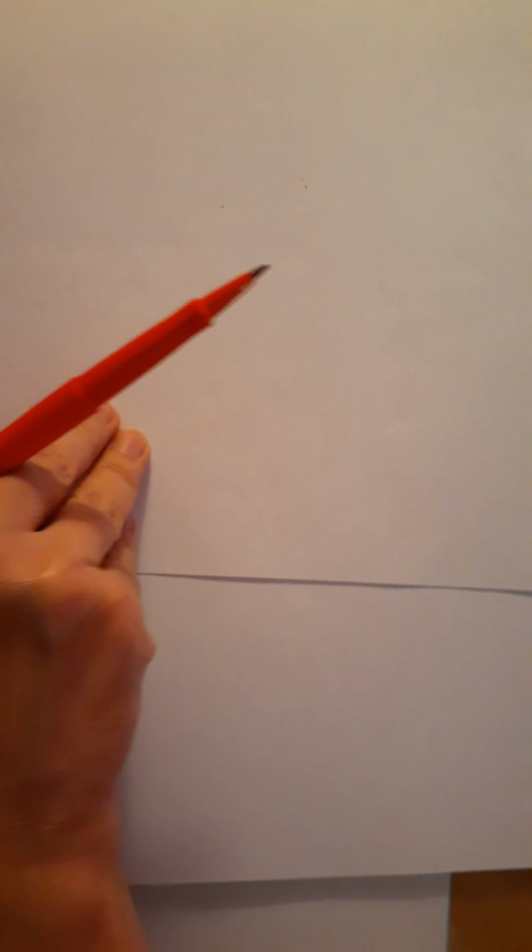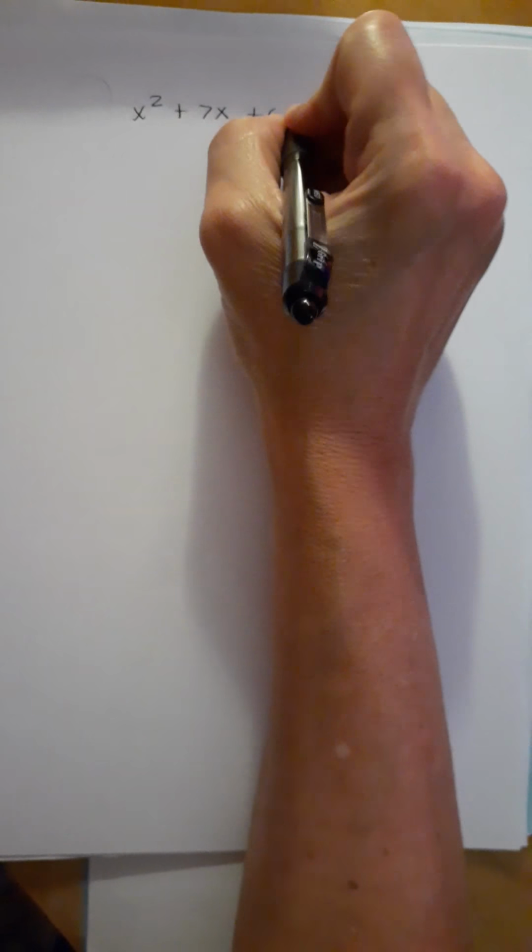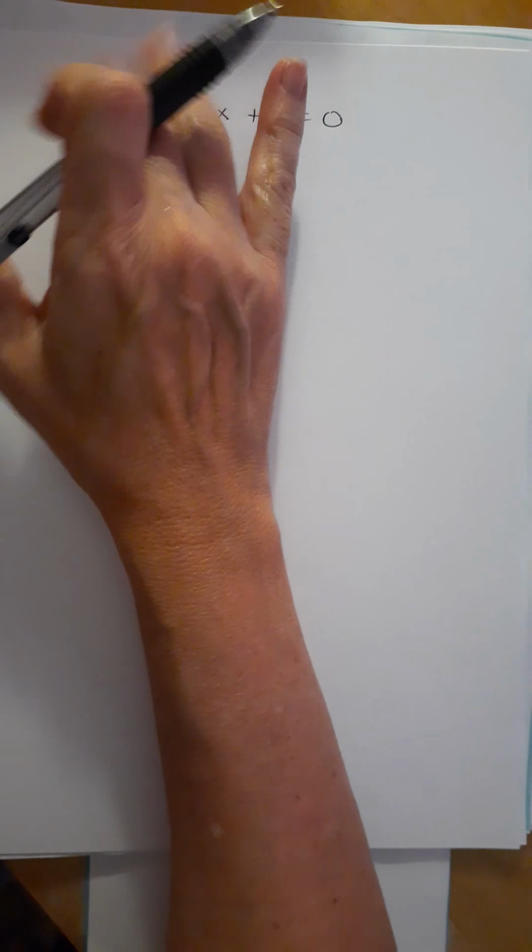Now I'm going to show you what happens if we would have used the quadratic equation. Okay? So again, I'm not going to use this paper just yet. That's for another video. Let's do the quadratic equation. All right, here goes. So we're going to start this all over again. X squared plus 7x plus 6 equals 0. Let's use the quadratic equation.